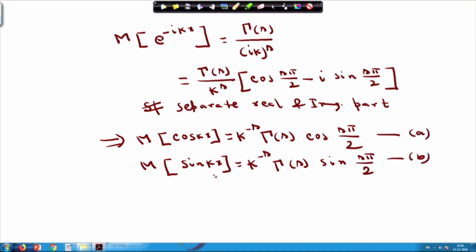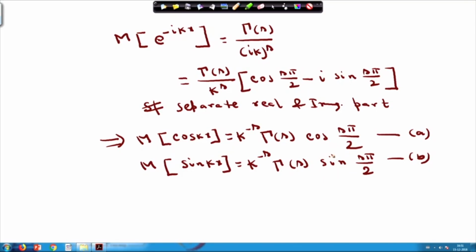So, effectively you see, by using the Mellin transform of e power minus i k x, I am finding this, then simply equating the real and imaginary parts, I can tell the Mellin transform of cos kx is k to the power minus s gamma s cos s pi by 2, and the Mellin transform of sin kx is k to the power minus s gamma s into sin s pi by 2. And I will just show you the application of this.